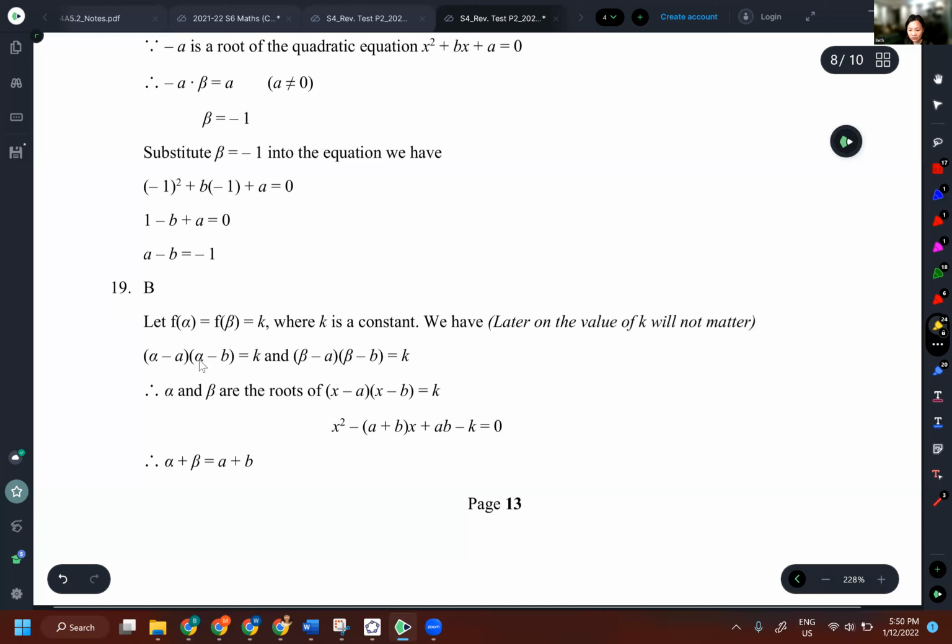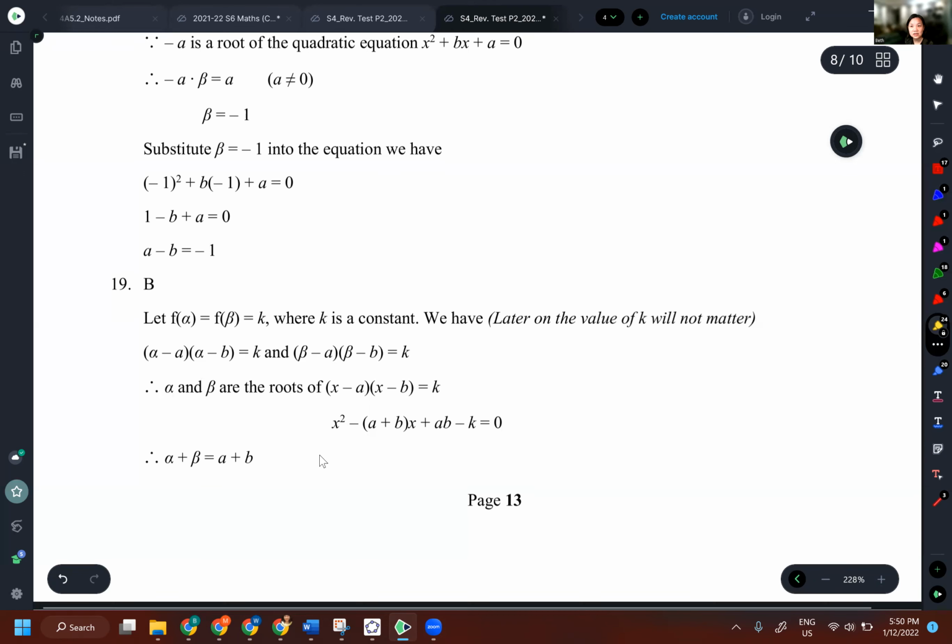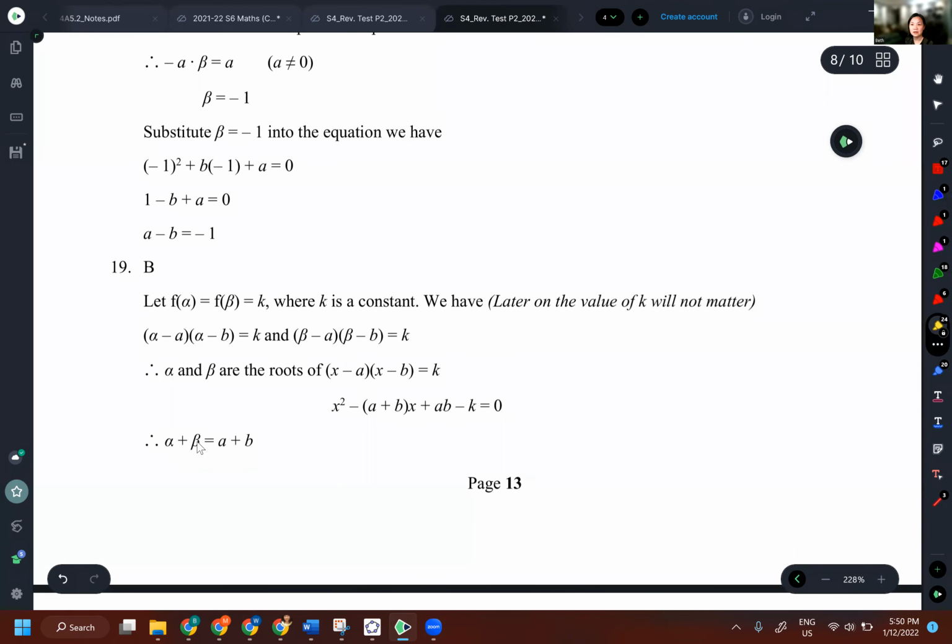Since this is f of alpha and this is f of beta, and they are both equal to k, therefore, I have these two equations written out. And therefore, I figure out that alpha and beta are the roots of the same equation. Now, when I simplify the equation, I get this equation. And I know the sum of roots, alpha plus beta, is equal to -b over a. In this case, it is a plus b. That's why I choose B.